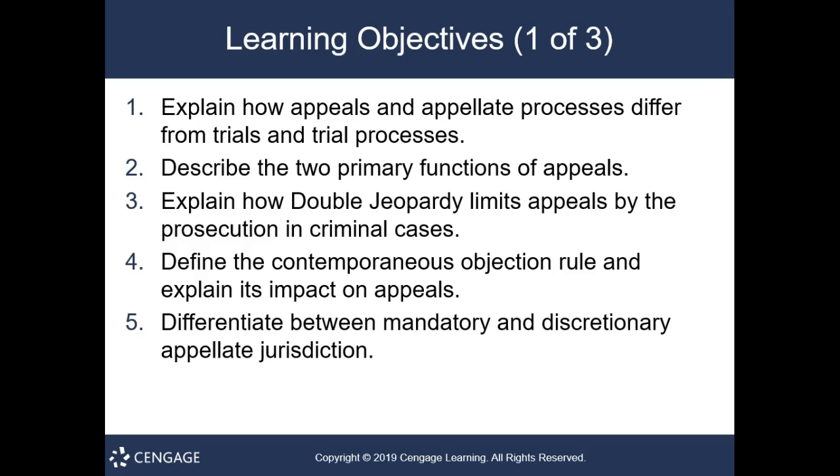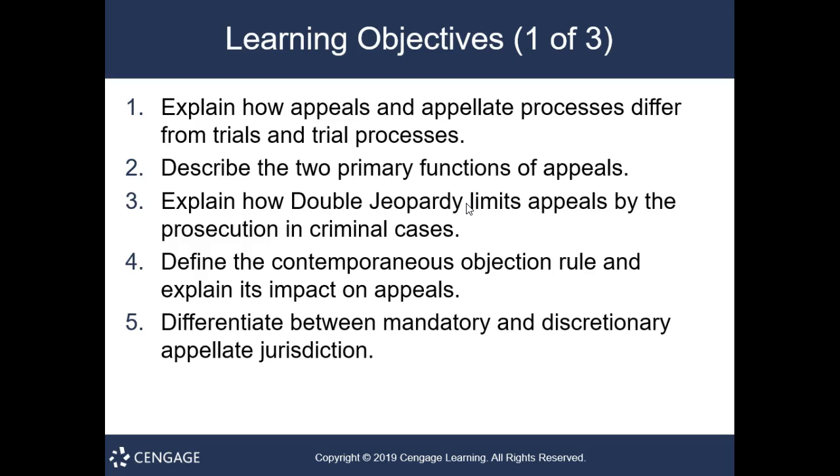All right, number two, we're going to describe the two primary functions of the appeals, and then we're going to explain how double jeopardy limits appeals by the prosecution in criminal cases. It limits them, all right, because if there's a finding of not guilty, there will be no other prosecution of that case. There is no appeal. Now, it's possible there can be an appeal by a prosecution in a criminal case, but only if there's a finding of guilt and perhaps the sentencing was incorrect. And then the prosecution can appeal the sentencing, but not once a not guilty happens, it's over with. The prosecution will never be able to appeal that.